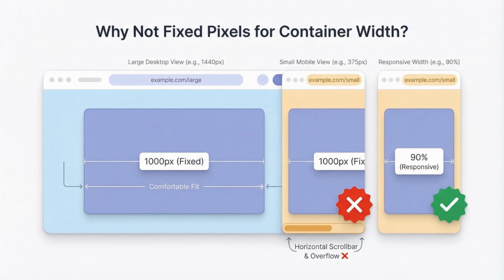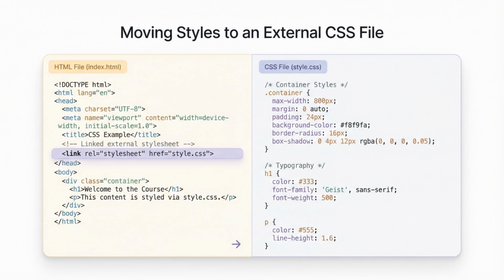Images and graphic assets like banners can still be delivered in pixels. That's fine for media files. But the structural layout container itself should use percentages for true responsiveness. Once the container styles are defined, the next step shown here is moving them out of inline or embedded styles into a dedicated external CSS file called style.css. You add a link tag in the HTML head pointing to this file and paste your container rules there. Keeping styles external makes the codebase cleaner and easier to maintain as the project grows.